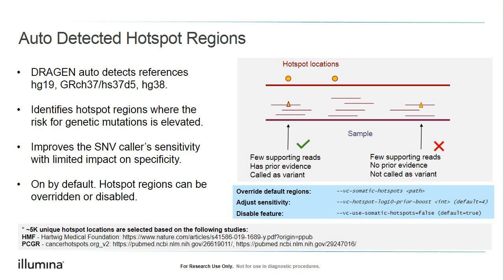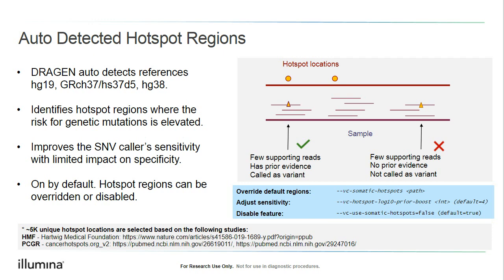So we are introducing this auto detection of hotspot regions. Once again, this is a feature that we've been meaning to bring in for a while, and now we have curated, I would say, about 5,000 unique hotspot locations that we are bringing in, and this feature will auto detect these hotspots depending on what reference that we are using. So we will cover the standard references, the hg19, GRCh37, and hg38.